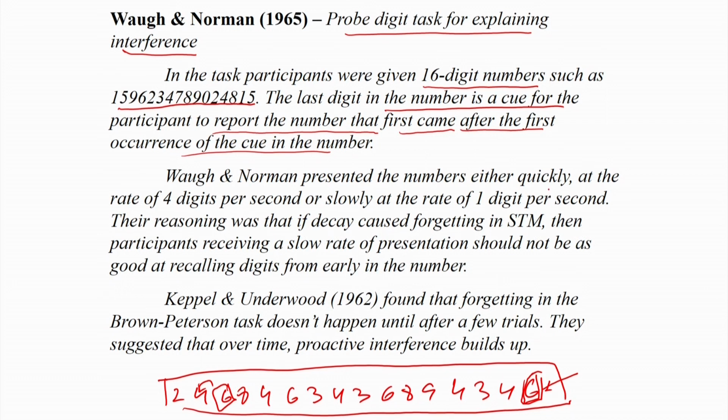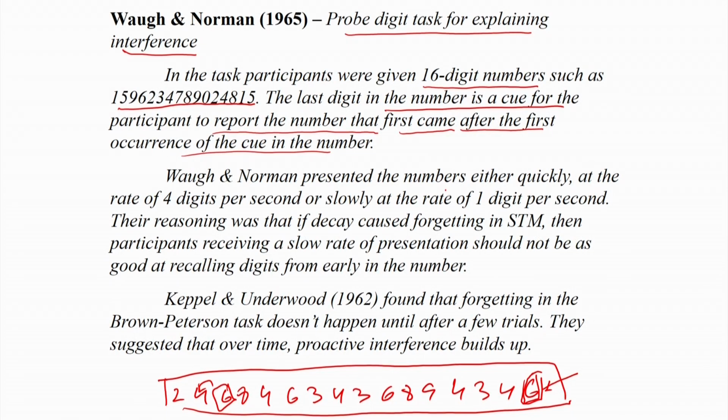Now, there are two versions of this task. In the first version, digits were presented very fast, very quickly, at the rate of 4 digits per second.